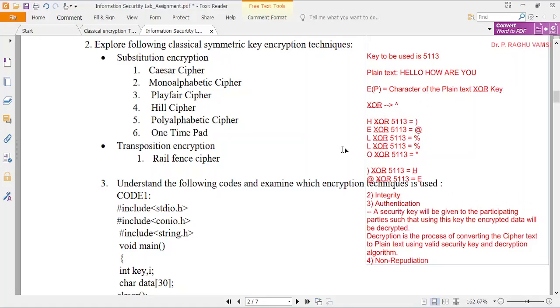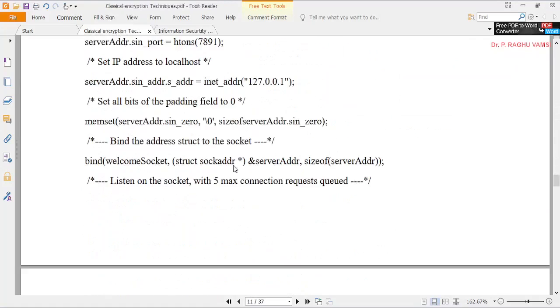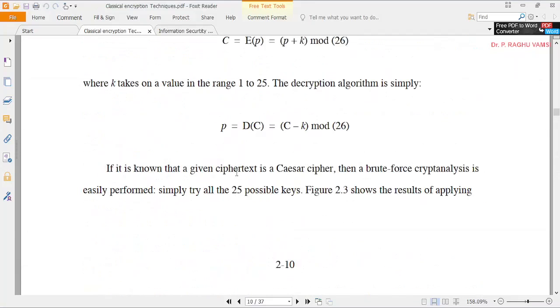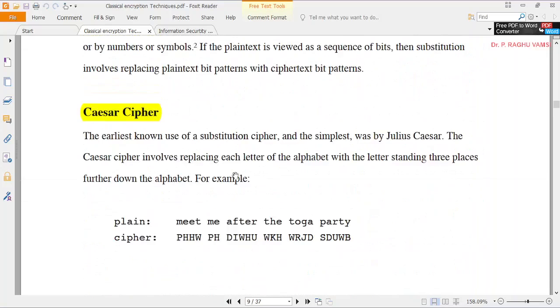I hope by this time you got an idea of how this particular encryption and decryption will be done, and if you are using keys, how this encryption and decryption will be done. If you are not using keys, then by using substitution encryption and transposition encryption, what are the different methods available? So here we'll see one method which is called Caesar cipher. In order to go to the Caesar cipher, I have given you a document in the Google Classroom. You may go through that particular document.